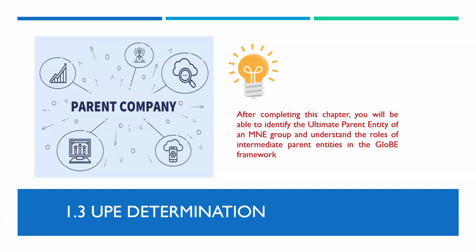Right. So today's discussion is all about identifying the ultimate parent entity, and we will also learn about identifying the intermediate parent entity. Now, quick question to ask is, why is identification of ultimate parent entity important? It is important because they are ultimately the people who would be paying top up taxes. Okay, income inclusion rule applies to them.